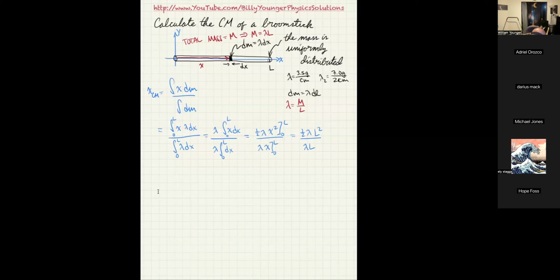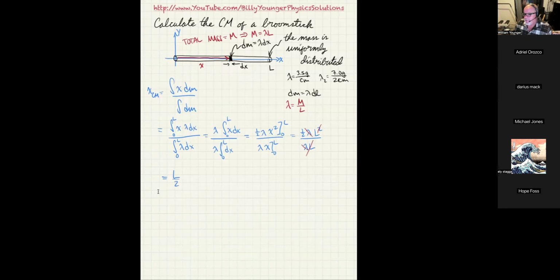Now you can see that this L squared is going to cancel out, leaving L to the 1 power in the top. This lambda is going to disappear as well. And lo and behold, we got exactly what we expected, L over 2. So that's how you calculate a center of mass for a simple object.